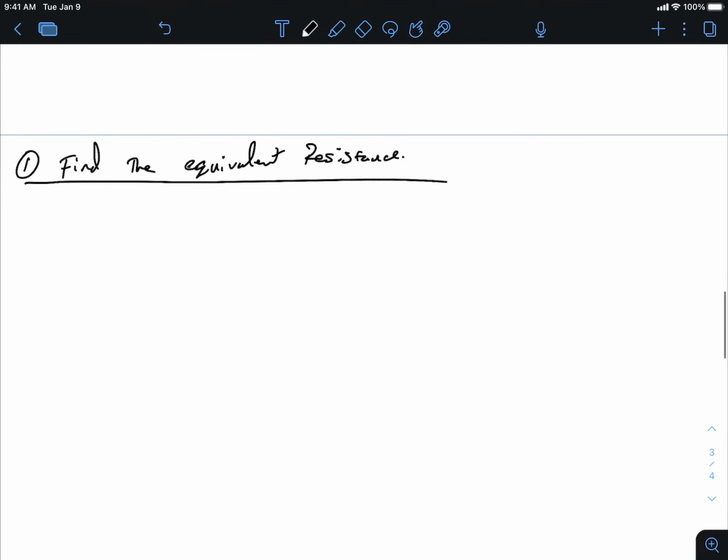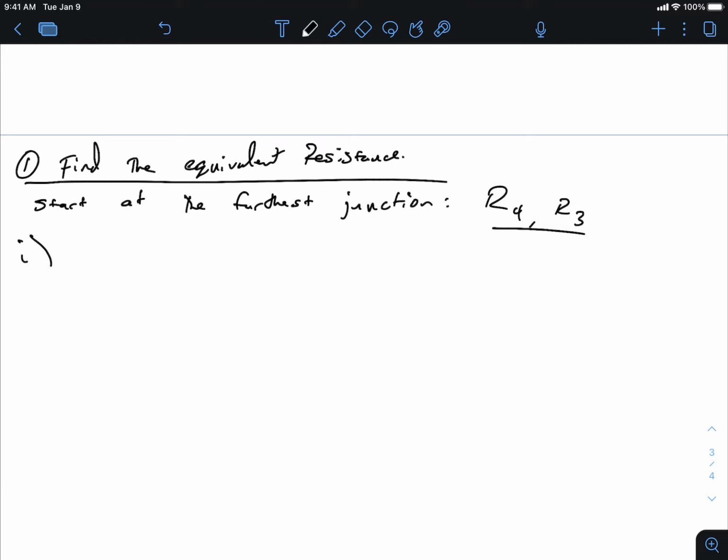Here, I'm going to write some notes, that way they're on here when I post them. Okay, so the furthest junction is going to be R4 and R3. So I'm going to find what we're going to call RP1.